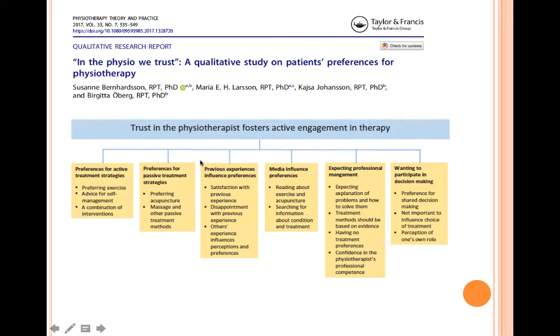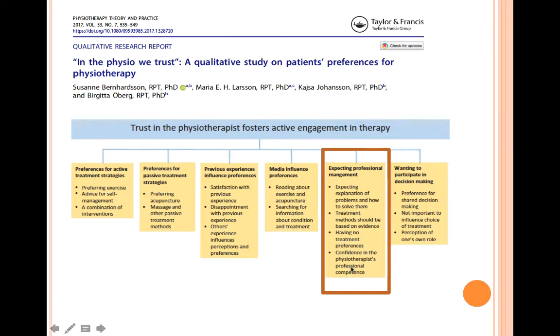And so this is a graph from that same study, and this is the citation itself, where you can look at how they bend these different areas, but what's pertinent to our class is this idea of the expectation of professional management. And if you read here, patients' expectations were an explanation of problems and how to solve them. Again, this will stem from your beliefs. Treatment methods should be based on evidence, so they expect you to be accountable, having no treatment preferences, meaning they're open to your influence, and confidence in your professional judgment.